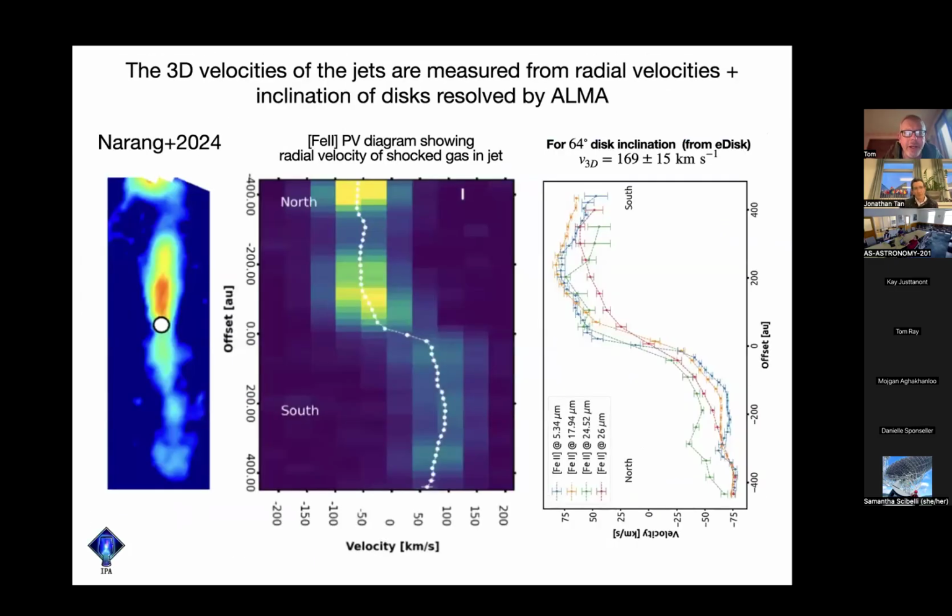Now, the [Fe II] is basically due to shocks inside a jet, so internal shocks that can ionize and heat the gas. And what we found very quickly, in a paper by Mayank Narang in 2024, is that you can actually measure the velocities of the jets. This is the jet at 16253, and the left-hand diagram shows a map of the jet, aligned up and down. The middle plot shows a position-velocity diagram in the [Fe II]. You can immediately see a strong shift in the velocity, and you can measure the velocity just by fitting Gaussians to the line. We can see the blueshifted and redshifted jet. From that, taking into account the inclination of the disk, which we know from ALMA data, we can measure the velocity. In this case, the 3D velocity of the jet, assuming a 64-degree disk inclination, is about 170 kilometers per second.